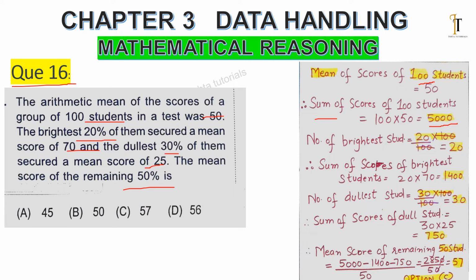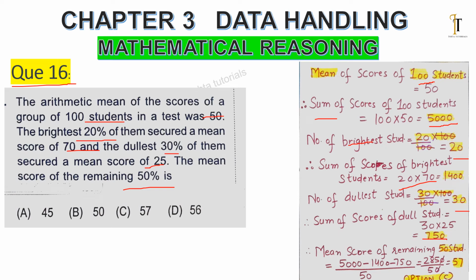Okay. Now let's take the case of bright students. Bright students are 20% of the total, meaning 20% of 100, that is 20 students. Now the sum of scores of bright students means 20 into 70, as 70 is already given, that is 1400. Now let's check the dullest students. Dullest students are 30% of the total. On solving we got 30 students are the dullest students. Now again the mean is given, that is 25. On multiplying we got 750.